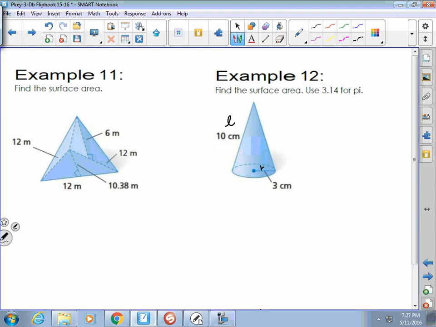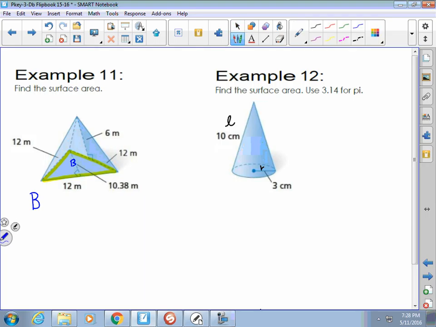On the next example, we're going to follow the steps just like before. The first thing we need to do is recognize our B, our base. If you're not too sure, our base is a triangle, it's this triangle here.